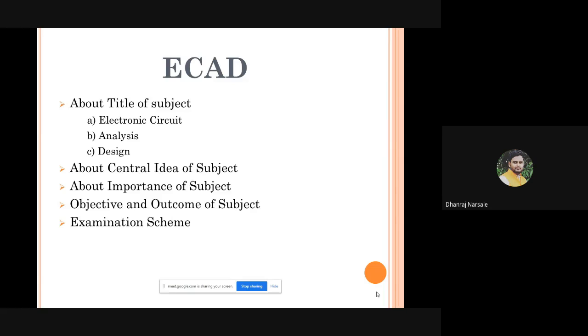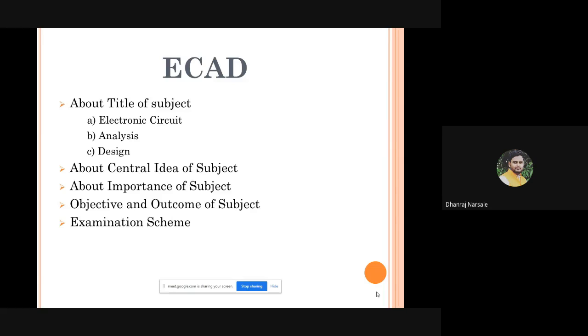And that electronic circuit is useful to perform various applications. For example, signal rectification, then signal amplification. So with the help of electronic circuit, we can perform various applications. Means in simple language, we can say that an electronic circuit consists of various electronic components that are connected with the help of connecting wire, which is used to perform various applications, for example, signal amplification or signal rectification.